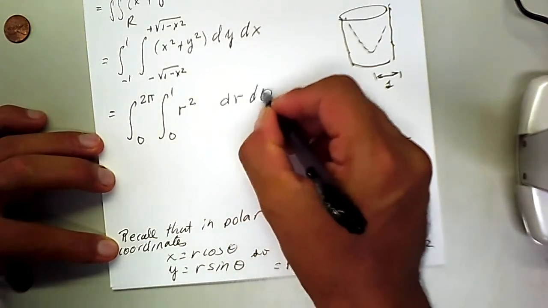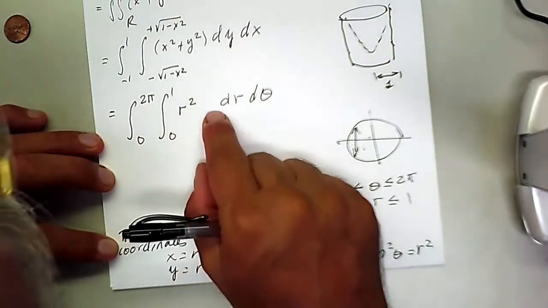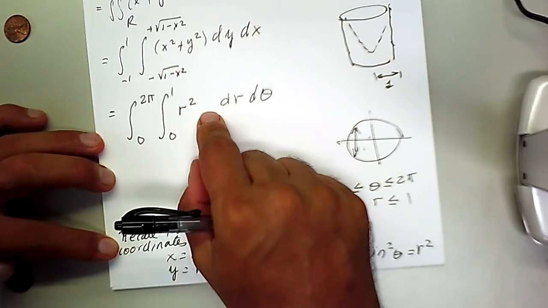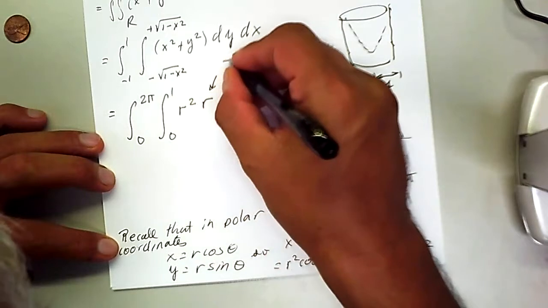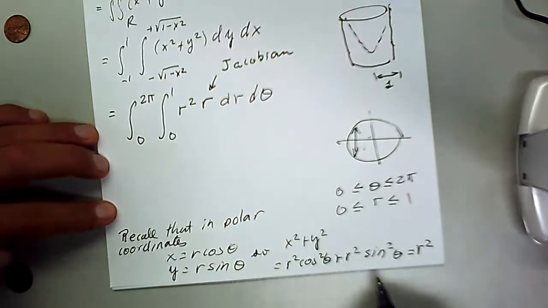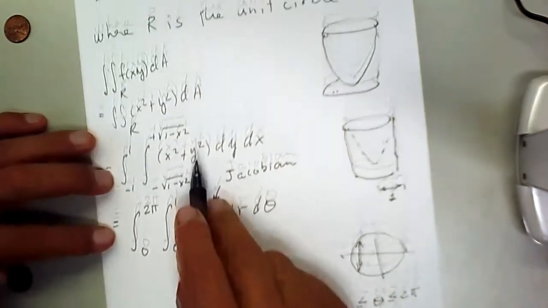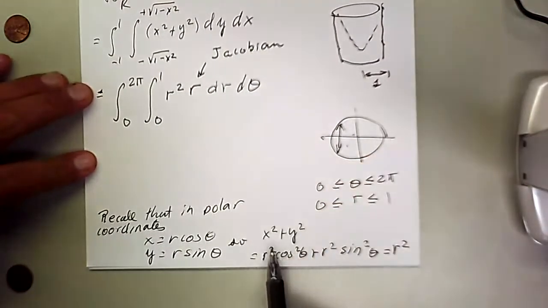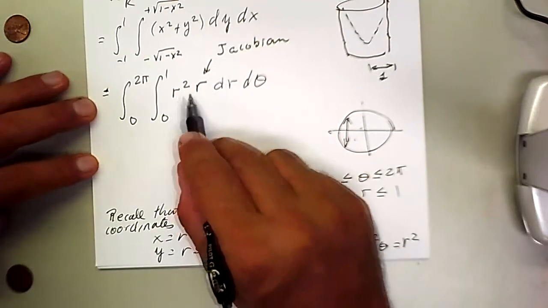dr d theta. The reason why I left a gap here is because every single time we go from regular xy coordinates to polar coordinates, we have to include an extra factor, which is the Jacobian. And the reason why we have r squared is because we started out with x squared plus y squared. That is the function we are integrating, and x squared plus y squared is equal to r squared. So we're really integrating r cubed.